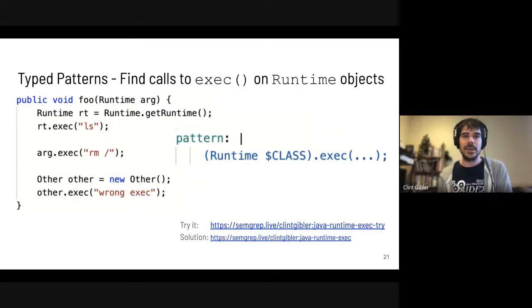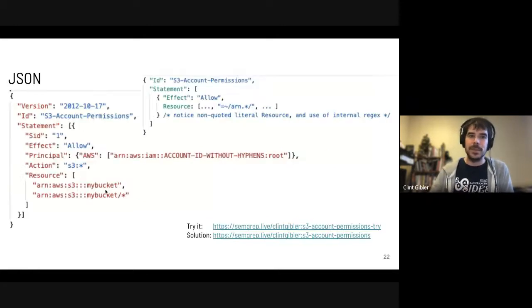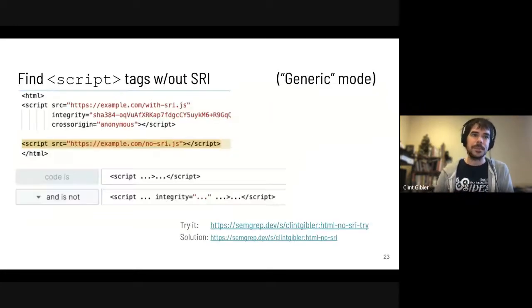Sometimes the type matters. Here, we might want to find calls to exec, but only when they're on a runtime object. In Golang and Java, you can do that with a syntax like this. That would match these two because they're runtime objects, but it would not match the last one. We can also match JSON, so if you want to analyze infrastructure as code, you can do that.